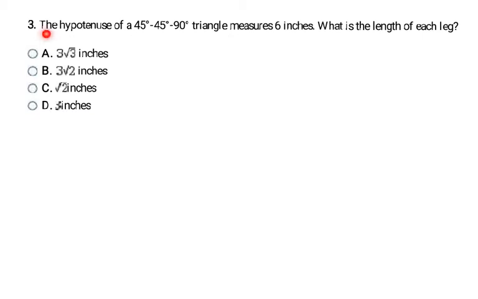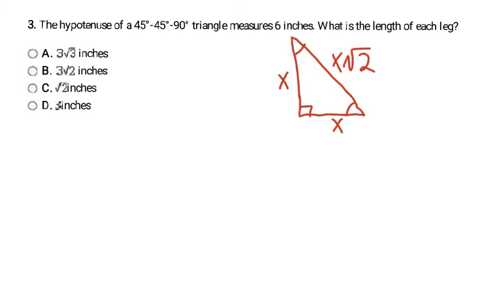So number 3 here says the hypotenuse of a 45, 45, 90 triangle measures 6 inches. What is the length of each leg? So now I'm finding a length of a side. So I'm going to go ahead and write down my rule triangle. And so now it wants to know what is the length of the leg. So I'm going to go ahead and put a question mark here.